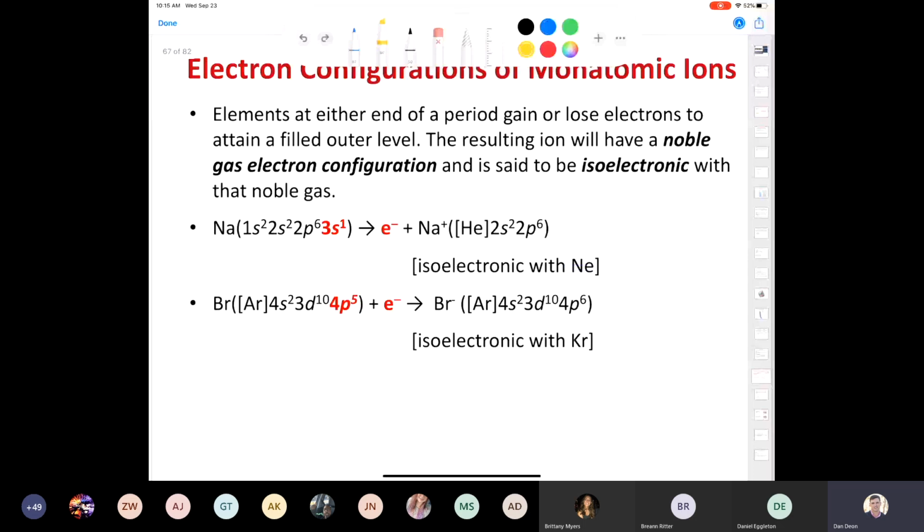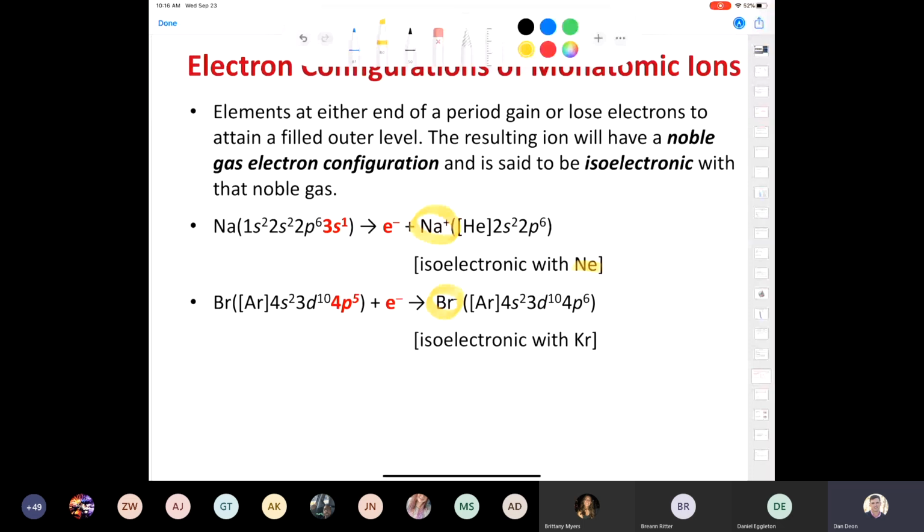Bromine is a halogen. The halogens tend to gain 1 electron to become isoelectronic with a noble gas. Now, if you look at bromine in the periodic table, it's element number 35. The nearest noble gas is right next door. It's krypton, which is element number 36. And so bromine will have to gain 1 electron. And that's why bromine tends to form bromide. And again, that's why sodium tends to form a sodium cation like that.